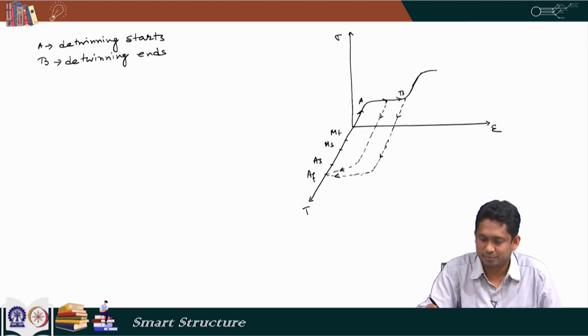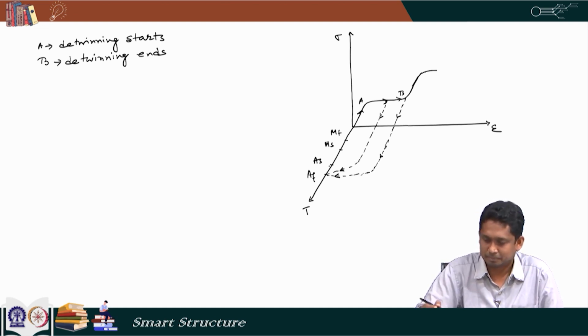So, here it was fully detwinned, here it was partially detwinned. On being unloaded, some amount of strain remained, and then on being heated, it transformed to austenite and it regained its original shape.